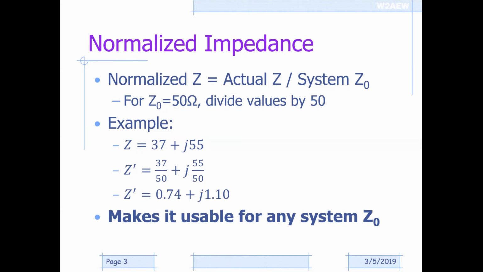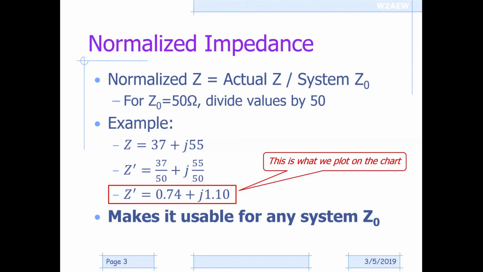This makes the Smith chart usable for any system impedance, whether maybe a 600 ohm impedance system, a 75 ohm impedance system, or like I said, in most RF applications, it's a 50 ohm impedance system. And this normalized Z prime, or this normalized impedance, is what we plot on the chart.